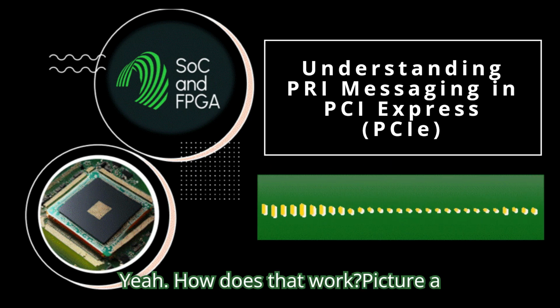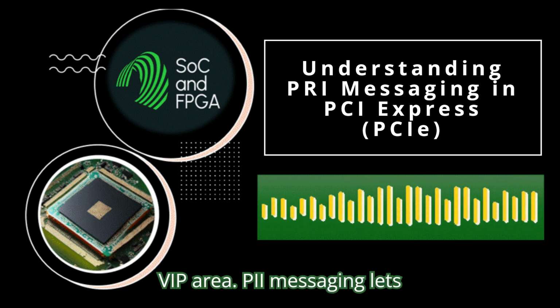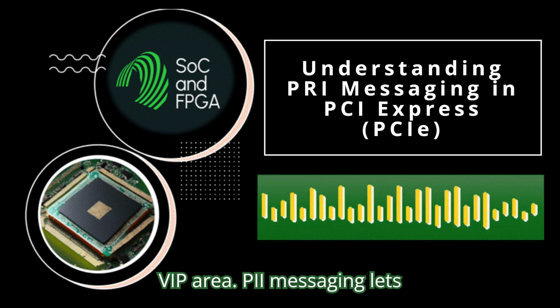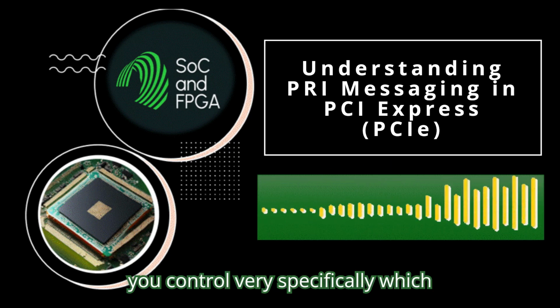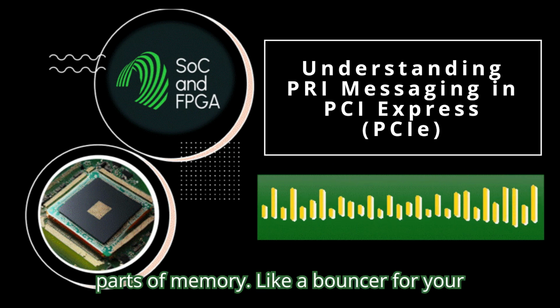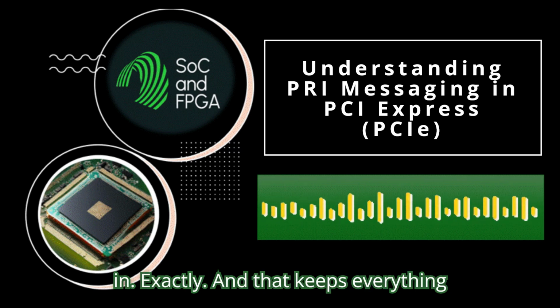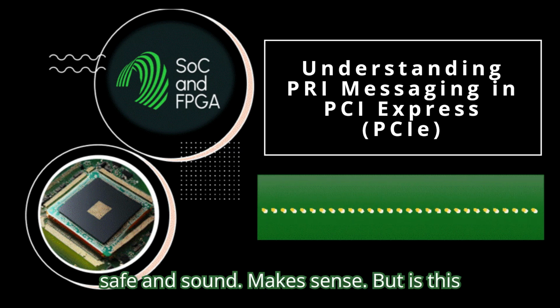Yeah. How does that work? Picture a security guard at the entrance to a VIP area. PRI messaging lets you control, very specifically, which virtual machines get to access which parts of memory. Like a bouncer for your data. Only the right credentials get you in. Exactly. And that keeps everything safe and sound.